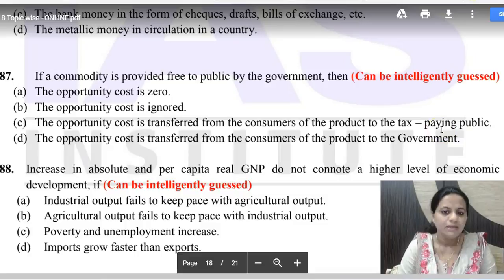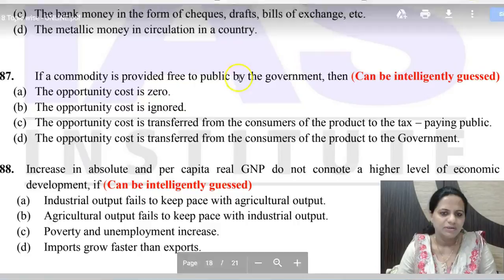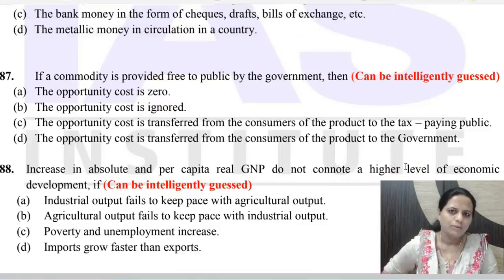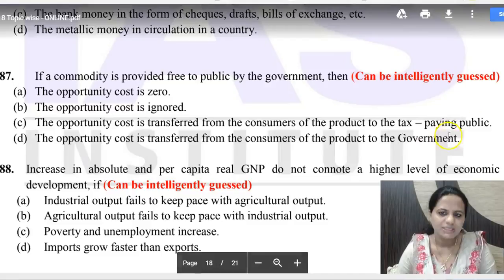Opportunity cost is transferred here, because government is providing it for free, and government does not spend money from its own pocket, in the sense the ministers and members, they don't spend their own money. It's the taxation money which is spent. So C is the correct answer here. 87.